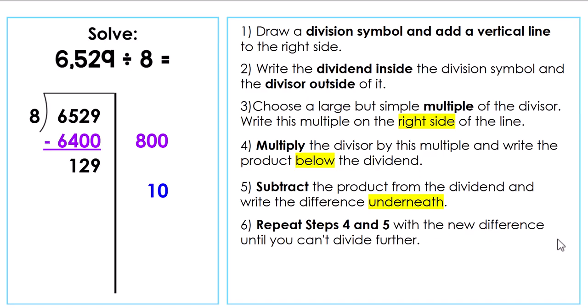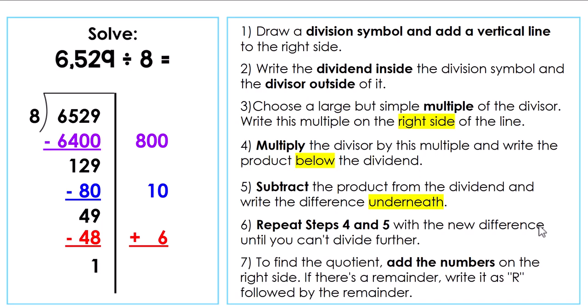So I know that I can multiply 8 times 10 and get 80. So I'm going to subtract 80 from 129, and I'm going to get 49. And I know that 8 times 5 is 40. But I know that 8 times 6 is 48. So I could use 6 instead of 5 and put the 48 and subtract that and get 1. Adding up all of my partial quotients, the 800 plus the 10 plus the 6 gives me 816, and then I have a remainder of 1.